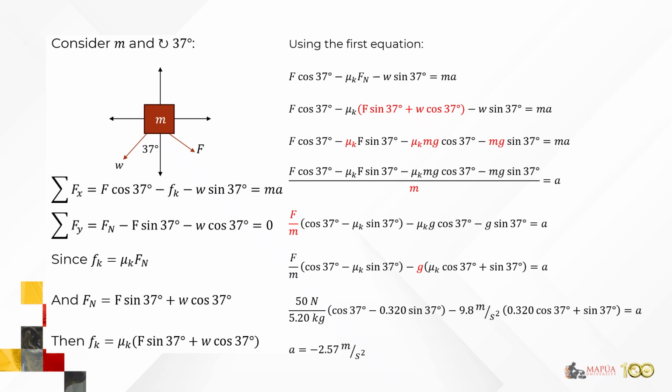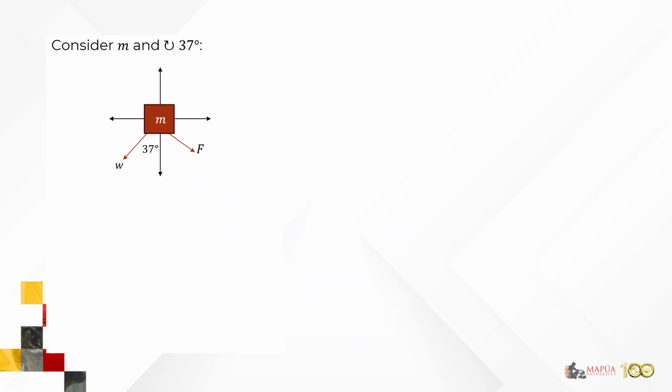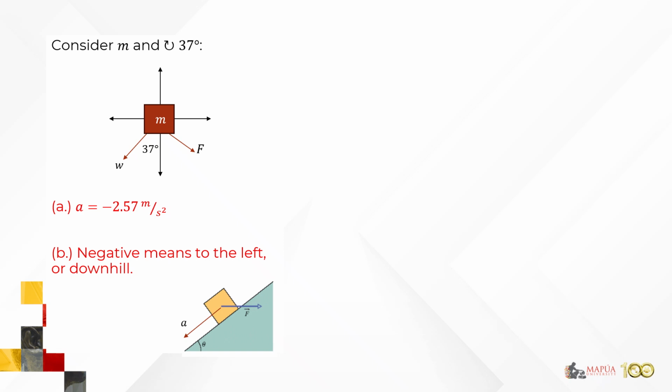Okay, next. Again, for A, we have solved that it's equal to negative 2.57 meters per second squared. And then for B, since it's negative, we know that the direction is to the left of this free body diagram. But remember, we rotated this clockwise 37 degrees. It just means it's going downhill. So A here is going downhill.